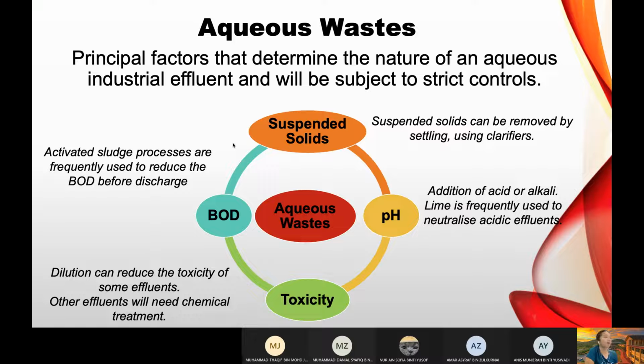That's the easiest one. Toxicity, okay, so you have to ensure if your aqueous waste is highly toxic, you can dilute it. So, cara nak dilute, tambah je air. So, you add more water, you can dilute. So, the toxicity will be reduced. Okay, tapi of course that means the volume will be more, or you might need to use certain chemical treatment. So, again, as I mentioned, tak semua ni akan applicable kepada plant kamu. So, it really depends on your plant.